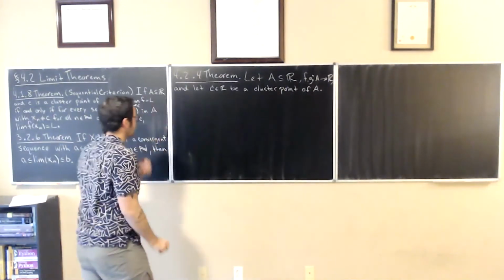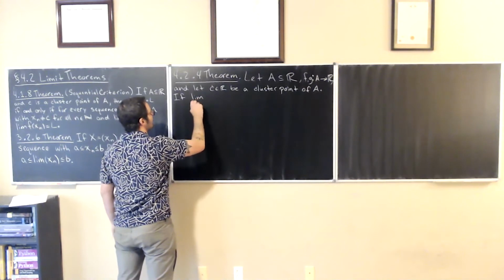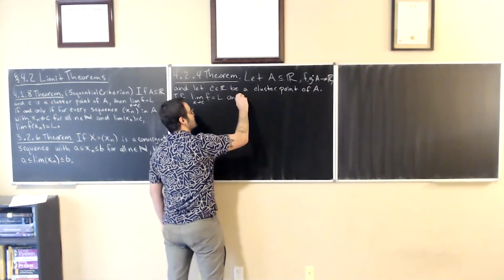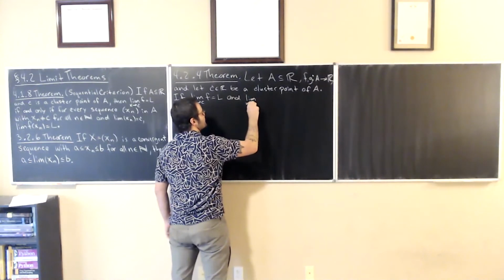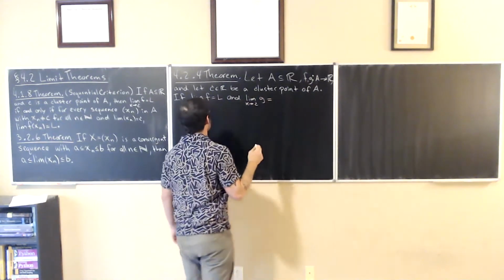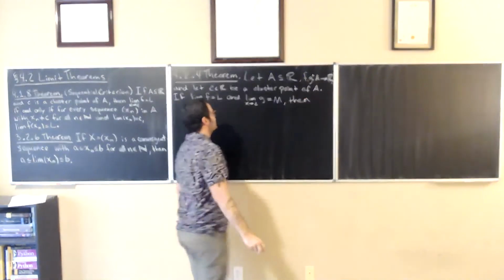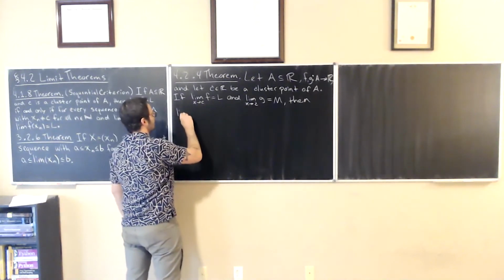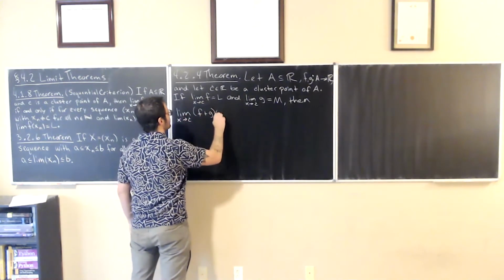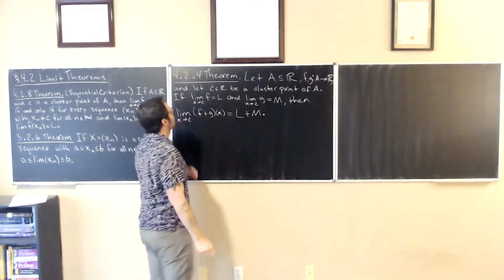Then if the limit as x approaches c of f is equal to L, and the limit as x approaches c of g is equal to M, then the limit as x approaches c of f plus g of x is equal to L plus M. So this is just a part of that theorem.